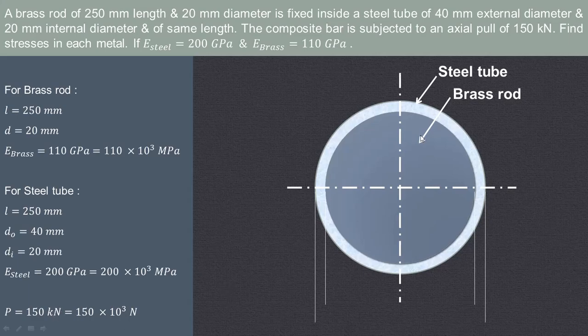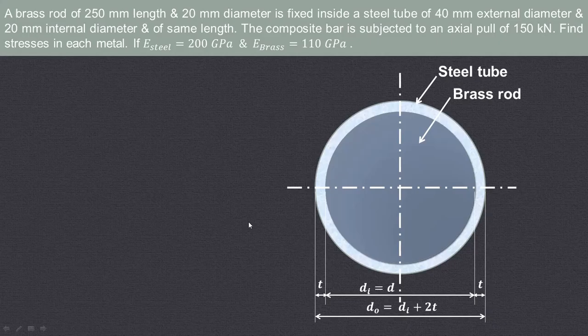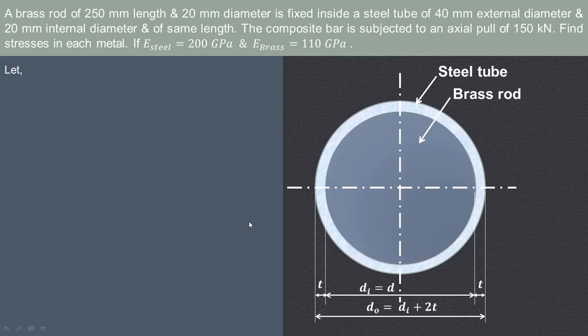So we are having a brass rod which is enclosed inside the steel tube. So again we know that dO is equal to di plus 2t. The values of dO, di and d are all given in this case. Now we have to apply the conditions.